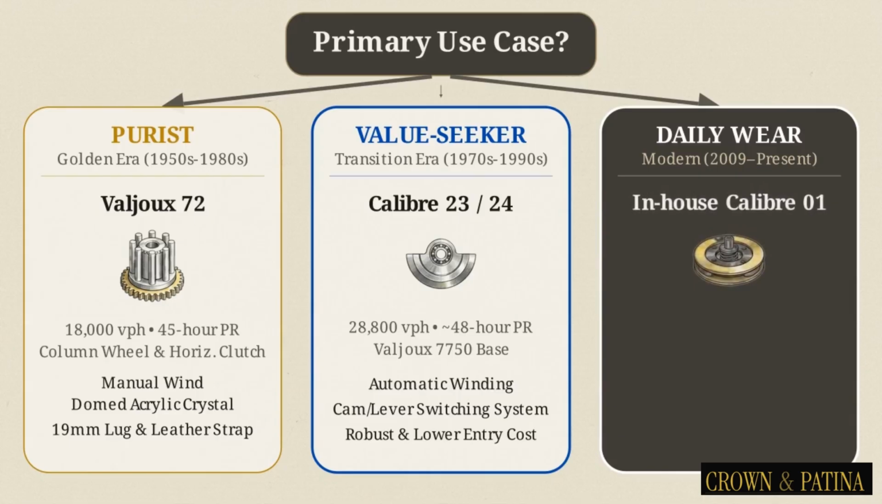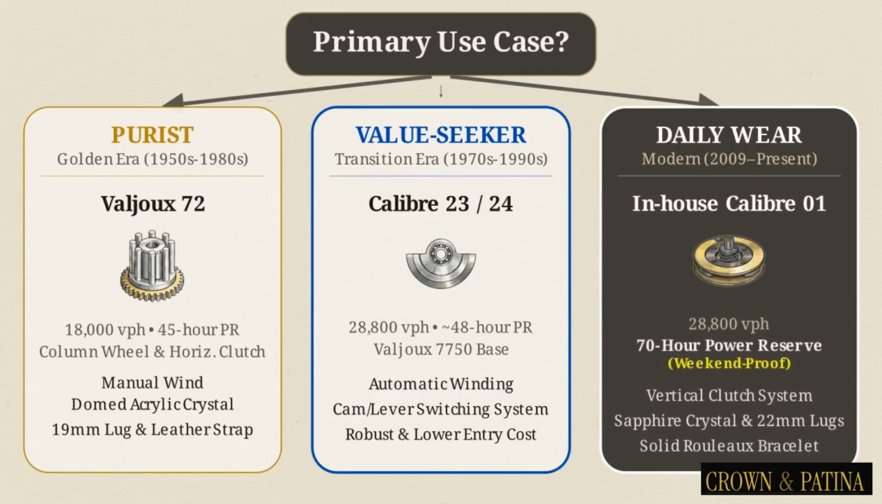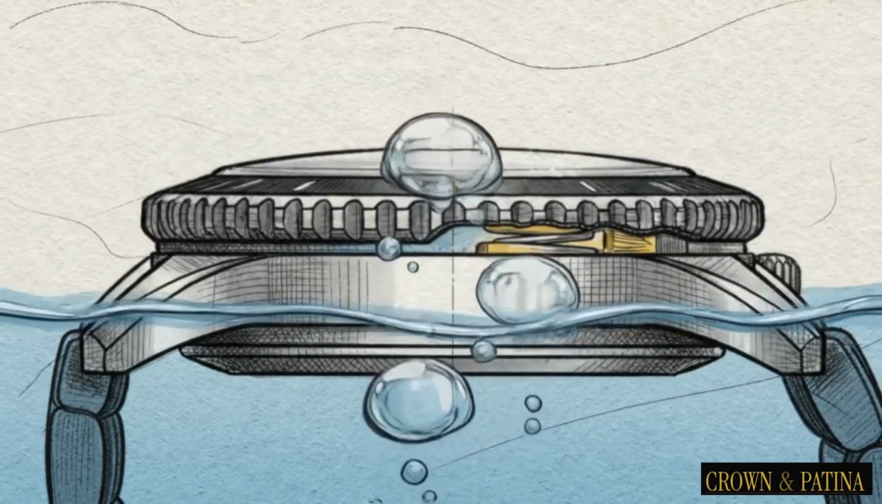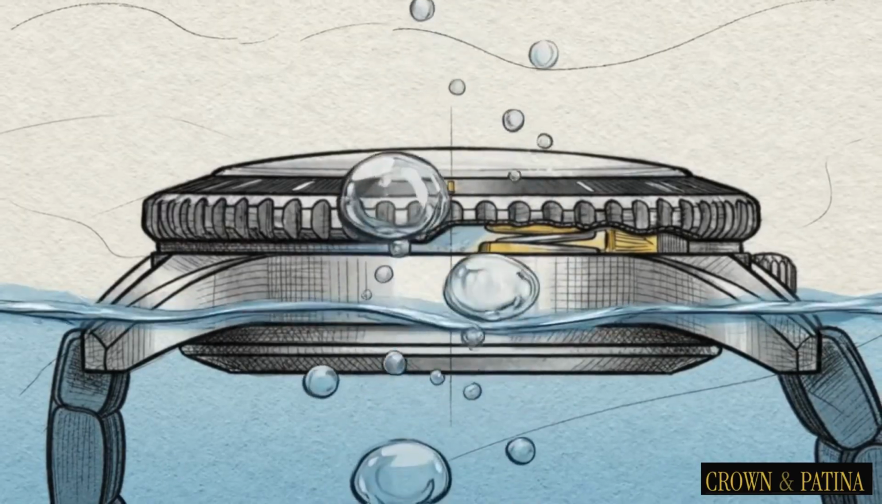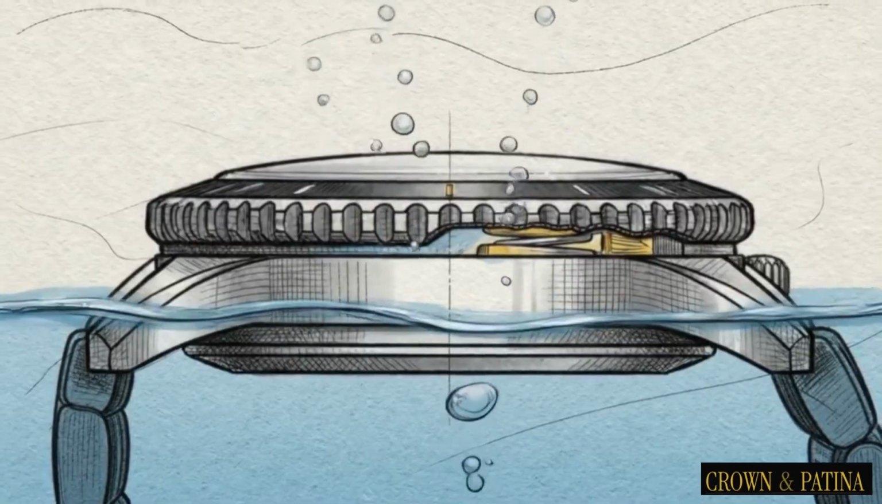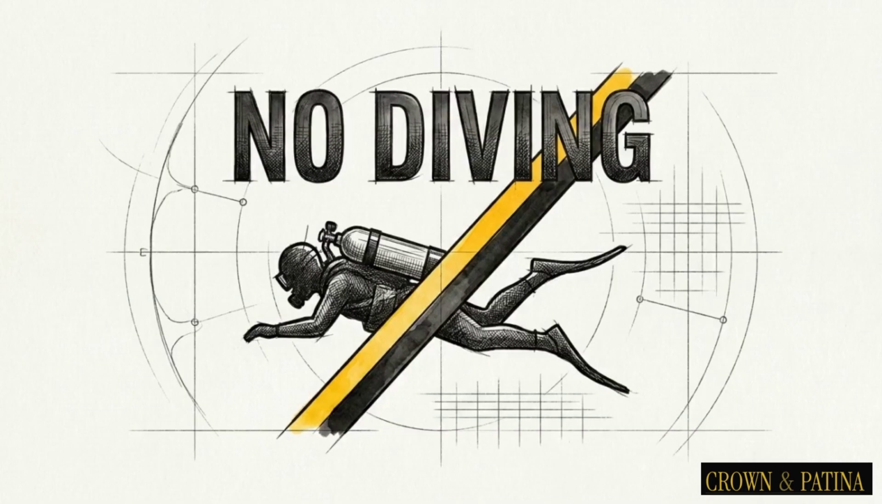If you plan to wear this watch every single day, invest in the modern B01 with Calibre 01 on a rouleau bracelet. You get maximum modern convenience, sapphire durability, and a 3-day power reserve. But there is a hard truth you must accept. Regardless of the era or price, the 30-meter water resistance makes this strictly an aviation instrument. It is never a vacation dive watch.